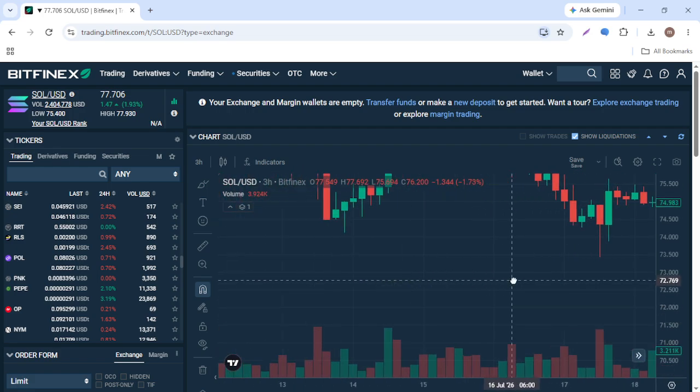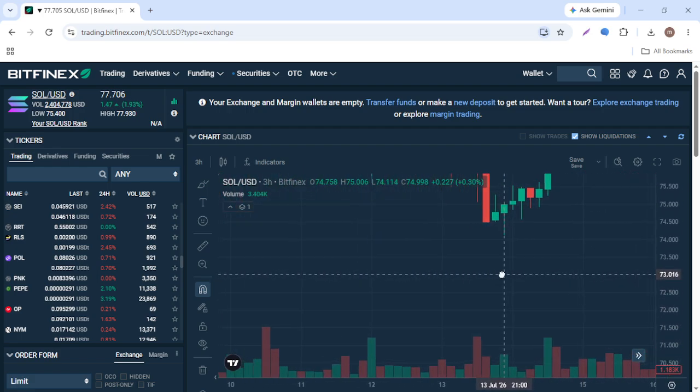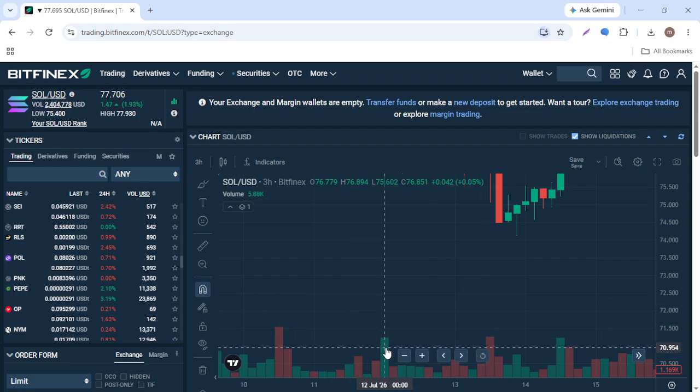To inspect a specific volume value, move your cursor over one of the volume bars. The chart tooltip will display additional information for that period, including the exact trading volume along with the corresponding price data.